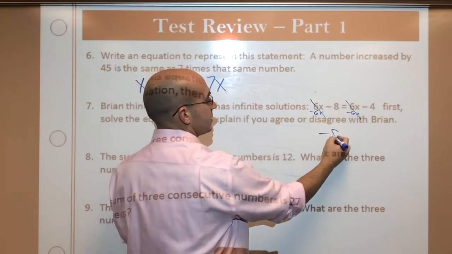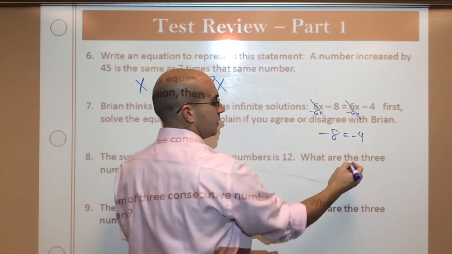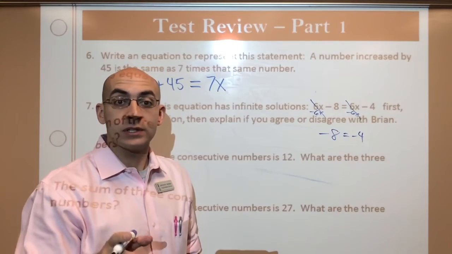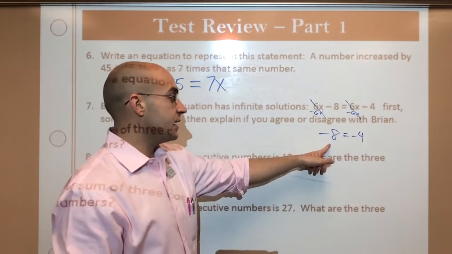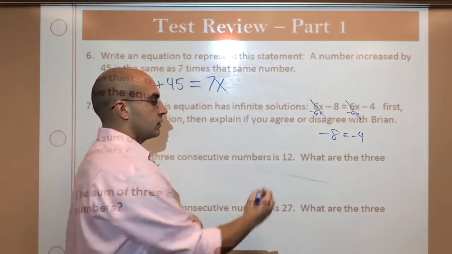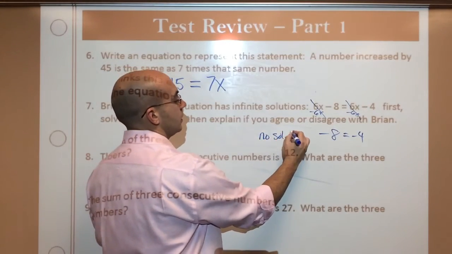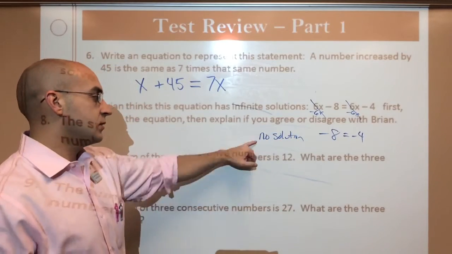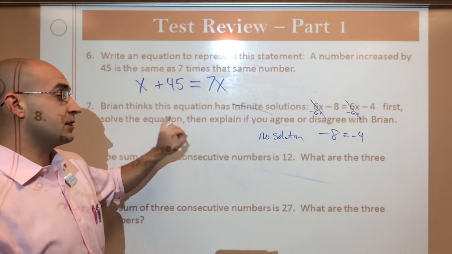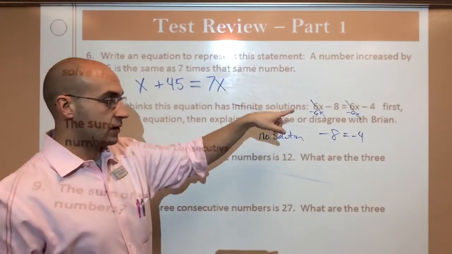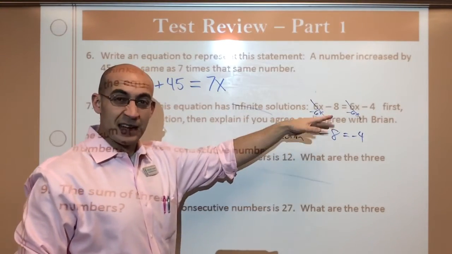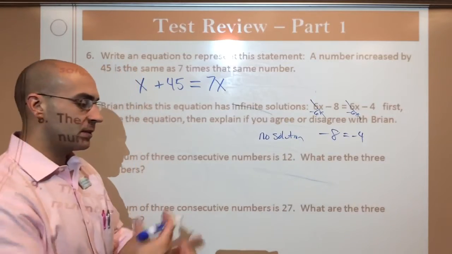So now I'm left with an equation that says negative 8 equals negative 4. No. Negative 8 doesn't equal negative 4. Negative 8 only equals negative 8. This is no solution. There is no solution here. Not infinite solutions. So found the answer, no solution. I disagree with Brian because Brian didn't do his work right. So I disagree because when you cancel out the 6x's on both sides, you're left with something that's imbalanced.